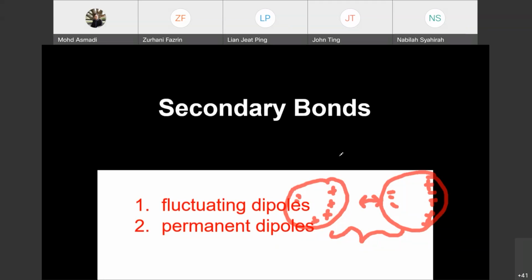Permanent dipoles are like hydrogen bonding. Hydrogen bonding is very, very strong, because they have a permanent difference in what we call the dipole moment. If you learn later, maybe I will show you the dipole moment. Some molecules are polar, some are neutral. So those with a difference in dipole moments can form permanent dipoles, like hydrogen bonding.